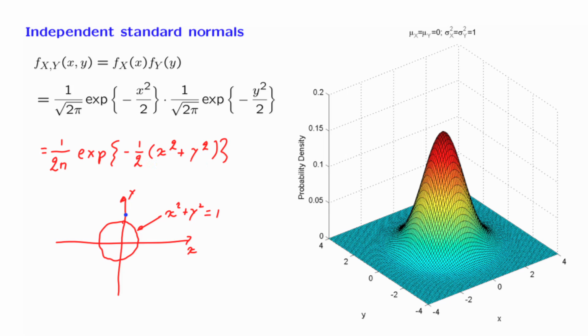And the same is true for any other circle. On any circle, the PDF takes a constant value, of course, a different constant. So the circles centered at the origin are the so-called contours of the joint PDF. On each contour, the joint PDF is a constant.